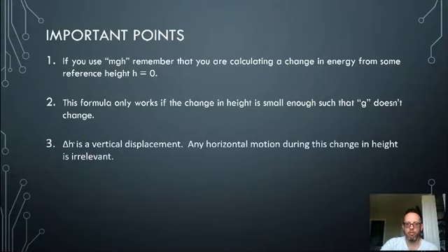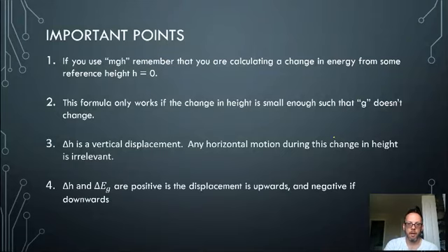In the formula mgh or mg delta h, remember that this is a vertical displacement. It's a change in height, and so any horizontal motion during this change in height is irrelevant. So, for example, if I take my coffee mug and I lift it up, I've stored some gravitational potential energy in that. But if I lift it up along a different path and finish at the same spot, even with that horizontal motion, it doesn't matter. If I lift it to the same height, I'm storing the same amount of gravitational potential energy in it.